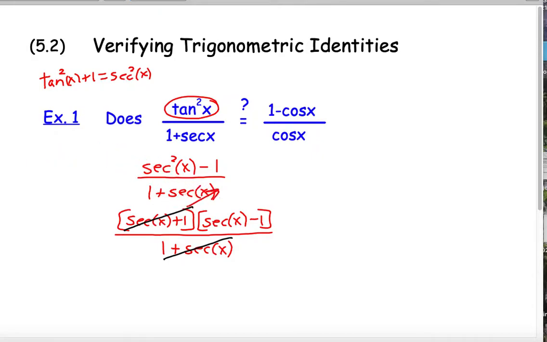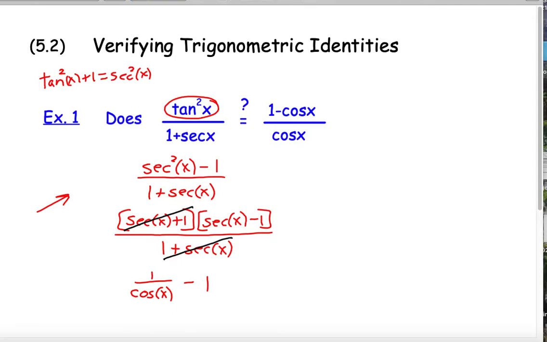Now I'm trying to get this to look like the right side of my equation. And I notice that it's all in cosines. Well, I can change secant to be a cosine. So I'm going to rewrite the secant as 1 over the cosine. And then I have a minus 1.